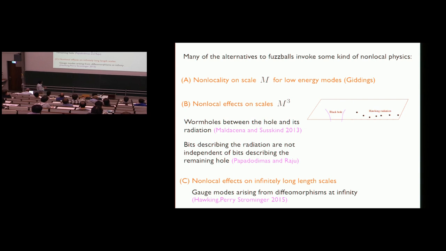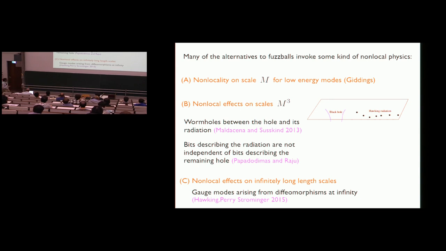If you want non-local effects on the scale where the Hawking radiation goes, which is a distance of order M cubed, Maldacena and Susskind had a picture where wormholes connect these in some way, and Papadopoulos and Raju do a similar picture where the bits here are not independent of the bits here. So I would call that non-locality on the scale of the distance between the hole and the radiation, order M cubed. You can have non-local effects all the way to infinity, which looks to me like what Hawking, Perry, and Strominger were trying to say, that different amounts of infinity could hold some states.